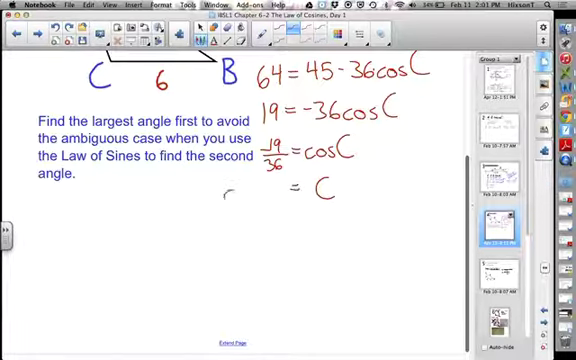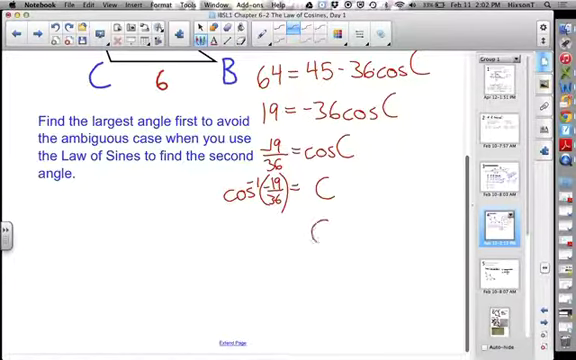And by the way, before you even hit that, looking at this, what do I know about angle C? It's going to be less than 1. It's going to be in the second or third quadrant, and since we're in a triangle, we know it's going to be second quadrant. We know we're going to have an obtuse angle because cosine is negative. Okay?